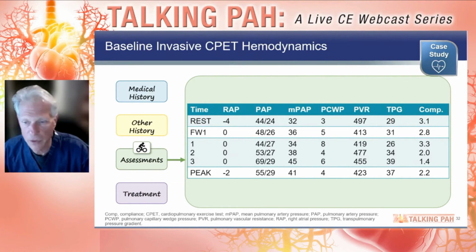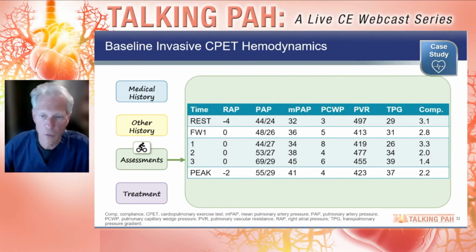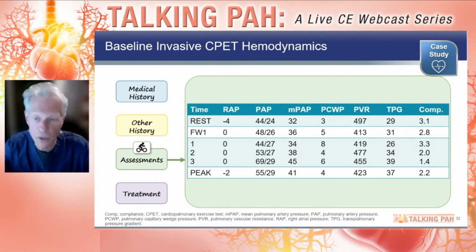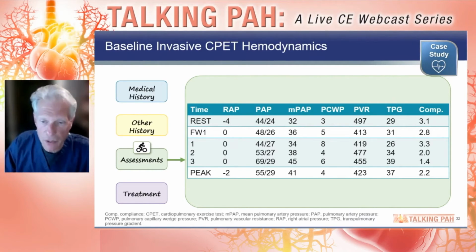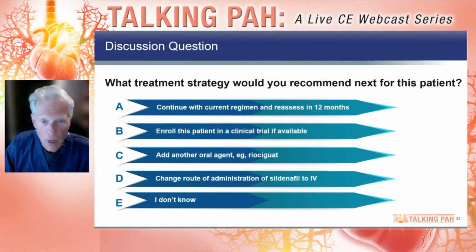And so you can see the pulmonary vascular resistance is quite high at 497, and normal when this was done should have been no higher than 240 dynes. Today, a normal PVR at rest should be about 160 dynes. But the bottom line is, you can see there's still very significant pulmonary hypertension here, in spite of her being on what should be effective therapy. So, based on this data, which again was not something you would routinely obtain, the question is, what treatment strategy would you recommend next for this patient?